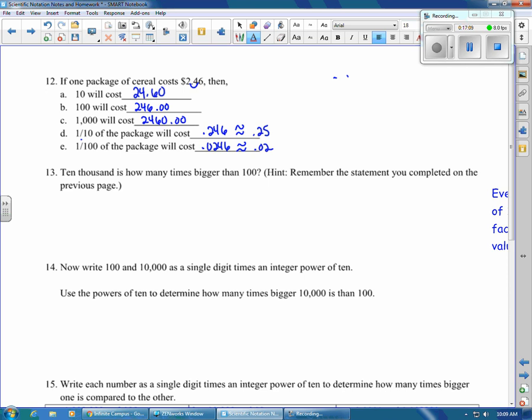cents. And 1/100th of a package is going to be 0.0246, or again, I'm going to round that to about 2 cents. So let's keep moving on.